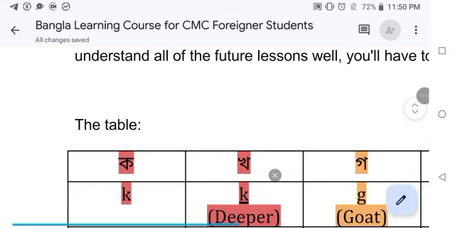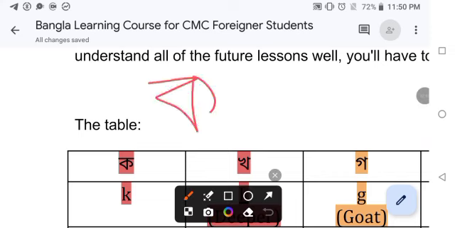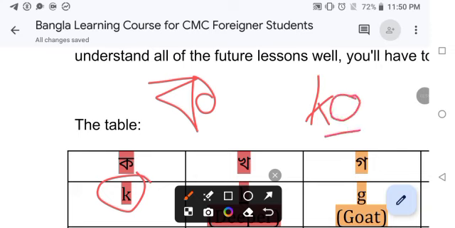Okay, so I already told you this is ka, right? Like the English K. Now I will show you how to use all the vowel shortcuts here. Okay, so this is ka, just ko. If I don't write any shortcut, that means o is already here. Okay, so ko. Now if I write one shortcut, the o shortcut, then it becomes ko, right? If I write this one, then it becomes k. If I write this one, it also becomes k.